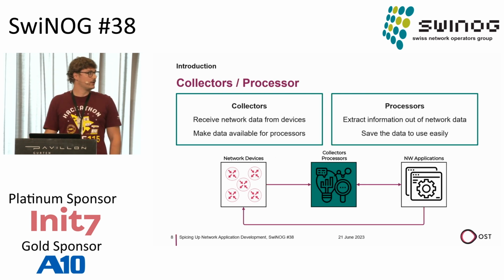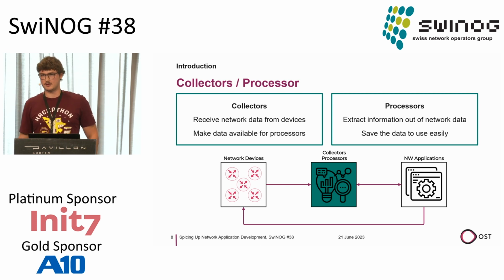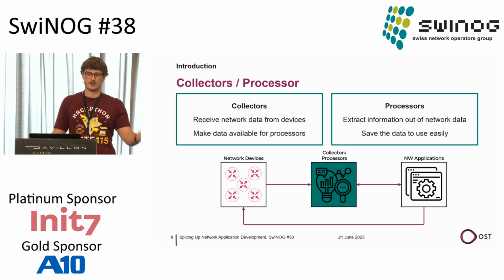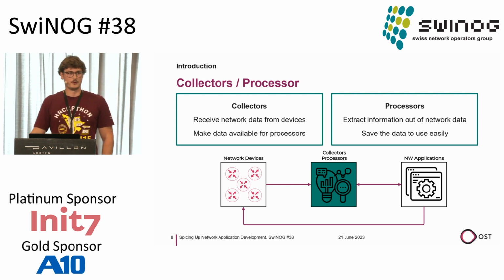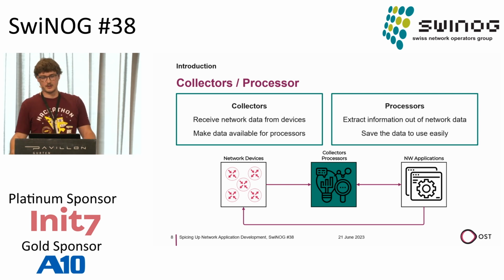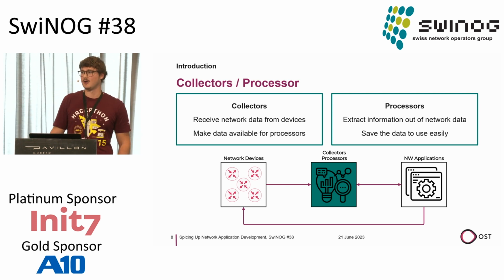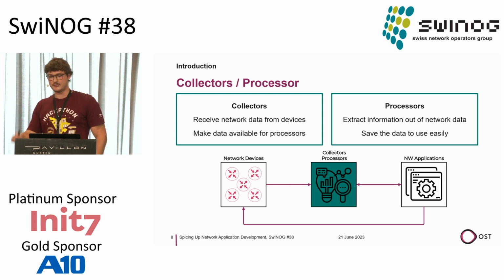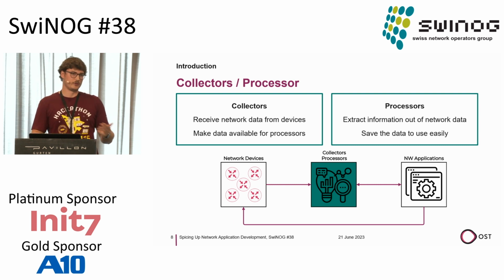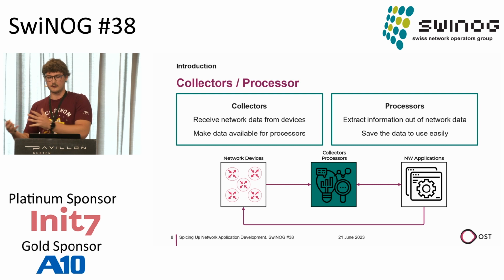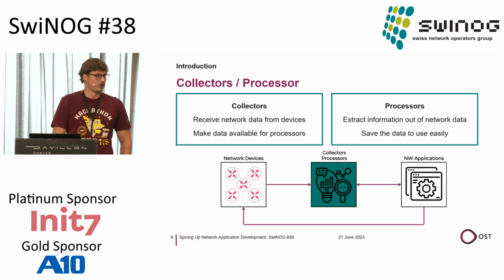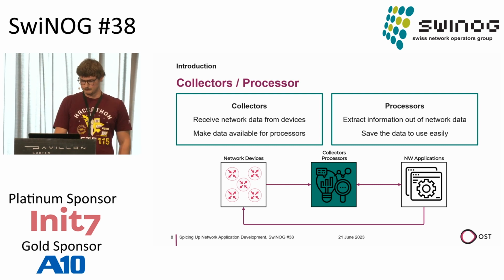When we talk about collectors and processors, a collector has actually two jobs. It should receive the network data, so really collect them, and make it available for the processors. This sounds like a silly task, but it's not that easy because often we're talking about a huge amount of data, so it's not easy to scale the collectors. On the other side, we have the processors. The processors try to extract some information out of the network data, maybe process them in another format and save them so that the network applications can use them easily.